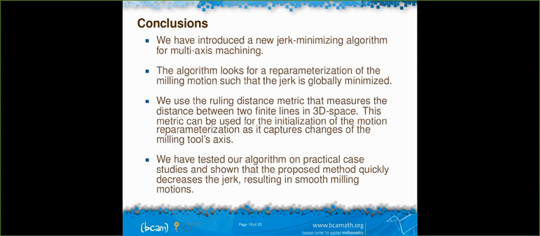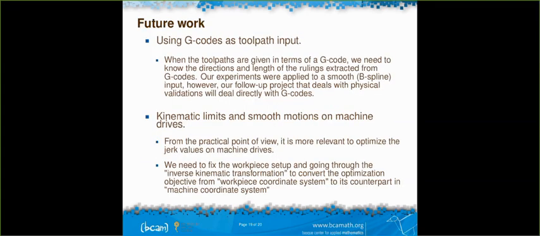We have introduced a new jerk minimization algorithm for multi-axis machining. The algorithm looks for a reparameterization of the milling motion such that the jerk is globally minimized. We use the ruling distance metric, the RDM metric, that measures the distance between two finite lines in 3D space. This metric can be used for the initialization of the motion reparameterization as it captures the changing of the milling axis very well. And we have tested our algorithm on practical case studies and shown the proposed method quickly decreases the jerk, resulting in a smooth motion.